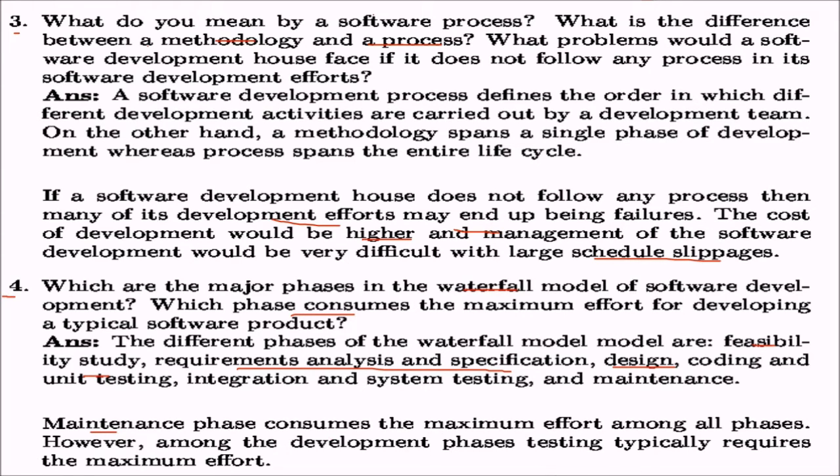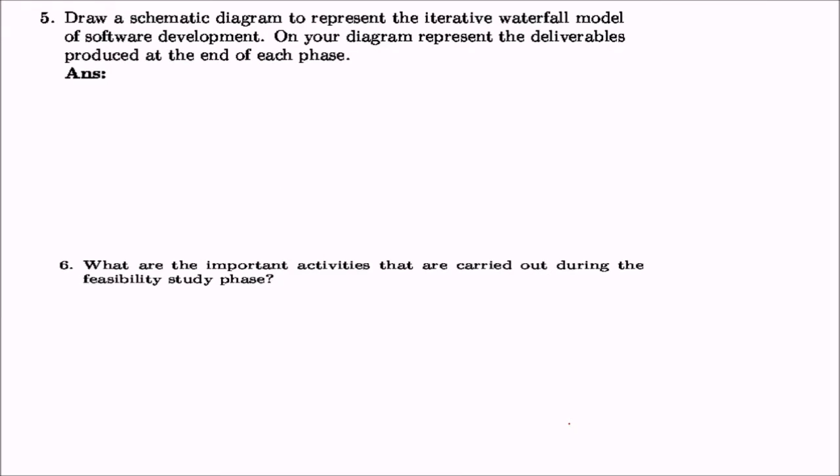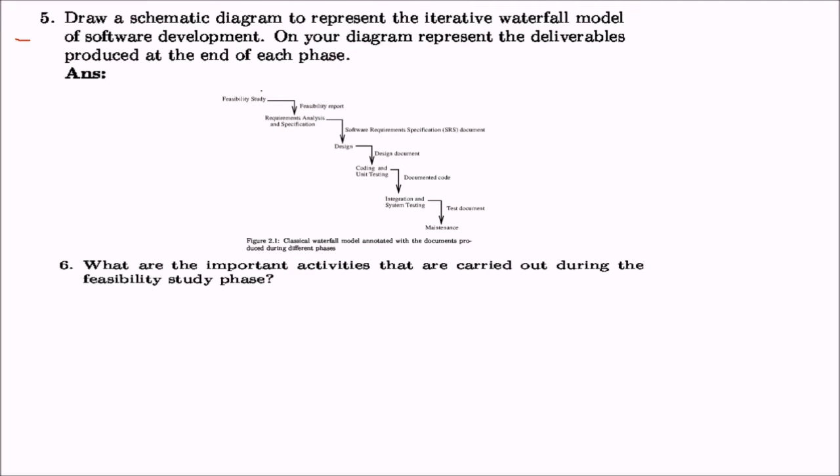And there is a distinction of various phases which were combined to make the development phase. In terms of development phases, the maximum effort is taken by the testing part. Now we have a question, fifth of this chapter in this book, which is: draw a schematic diagram to represent the iterative waterfall model of software development. And deliverables also you can show, but let us see the diagram first.